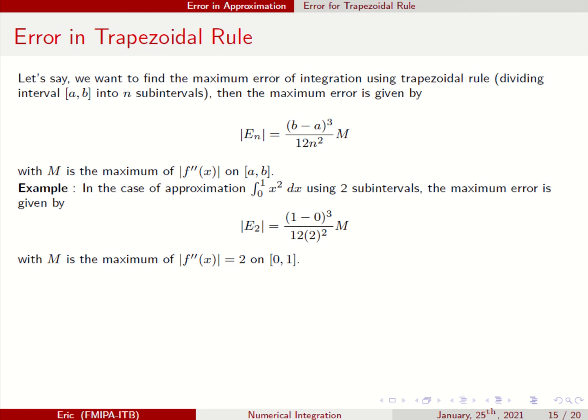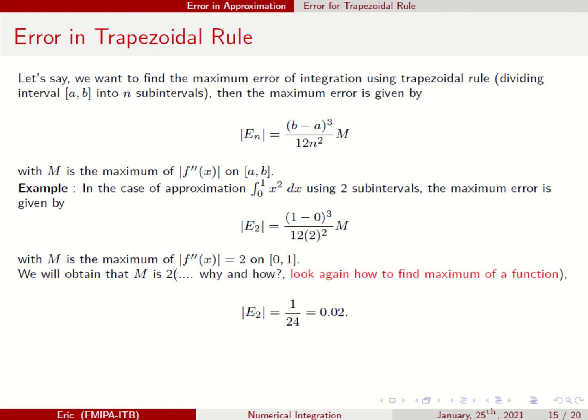In general, the second derivative of f with respect to x depends on x, but in this case it is just a constant. So the maximum is this constant. So we obtain M equal to 2. So E2, the maximum error, is given by 1 over 24 times 2.